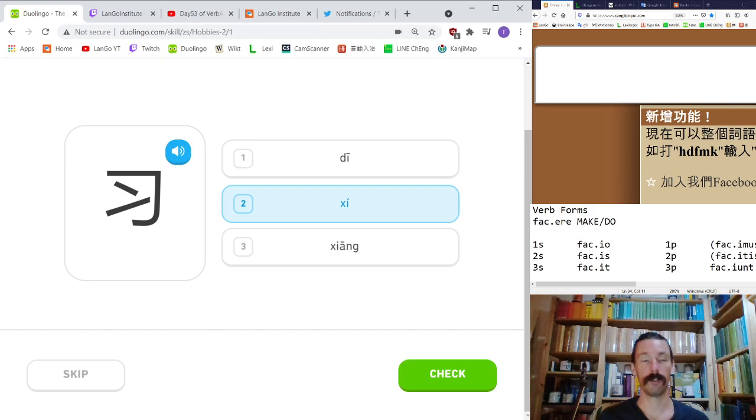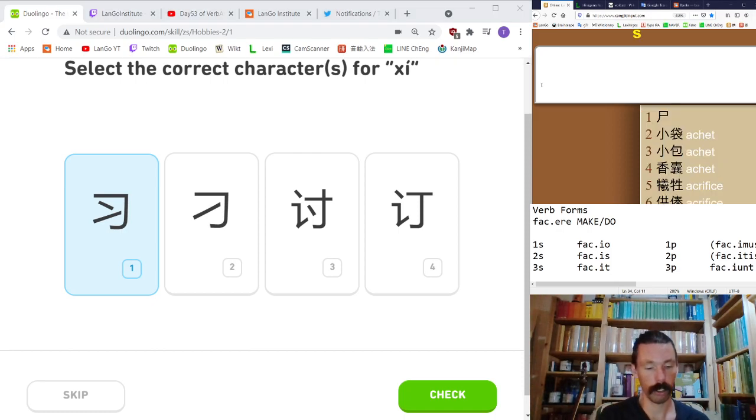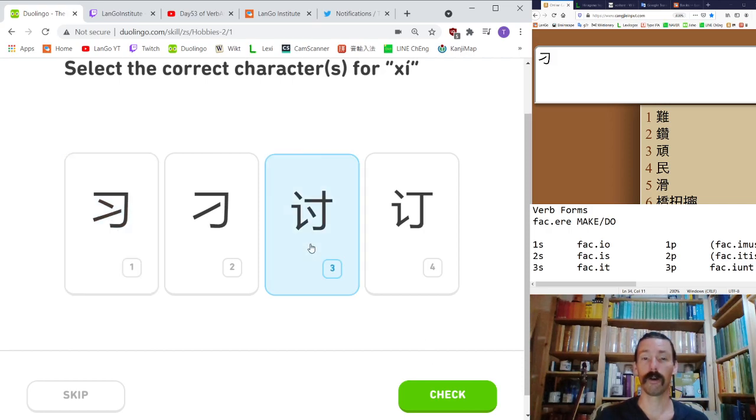This verb means study. Xi, it looks like, but that's diao. Xi. Two inside strokes. Diao should be right, S outside and then M. And there it is, number two. Diao is a name. That's all I know it as. Family name. Xi is the one we want.